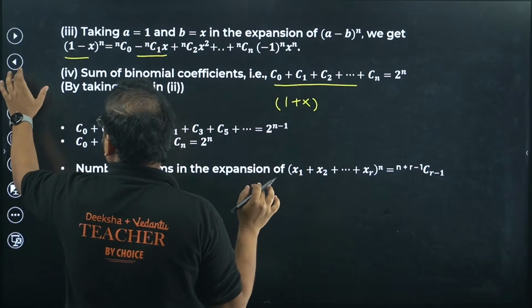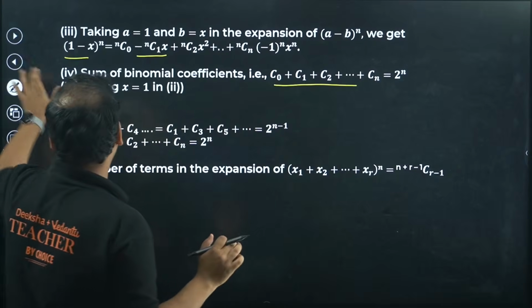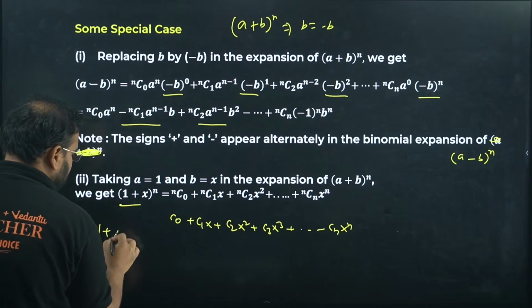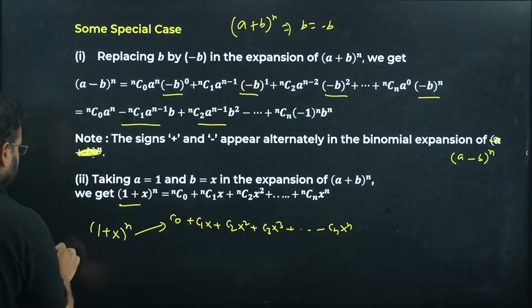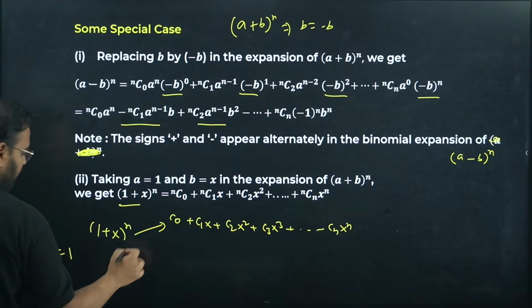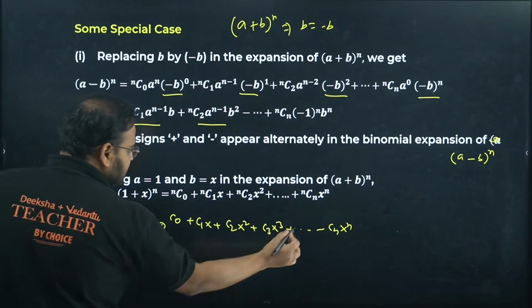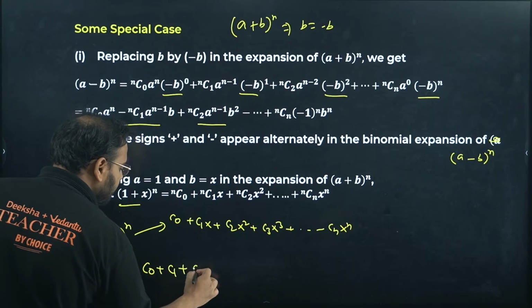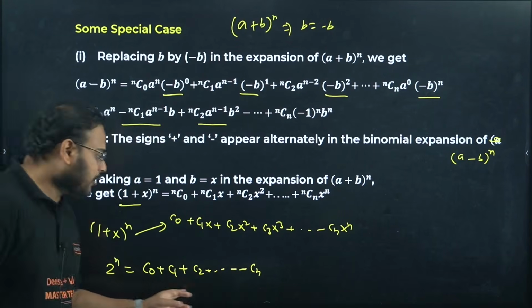One second, let me erase this first of all and get back to the previous slide. Check here, this is the expansion of 1 plus x power n, right? In this, if you take x as 1, what happens? It becomes 2 power n on this side. And if you take x as 1, this first term becomes c0, second term c1, c2, all the way till cn.